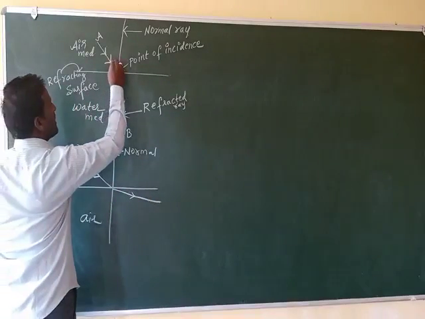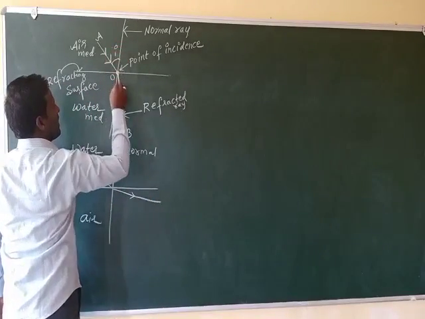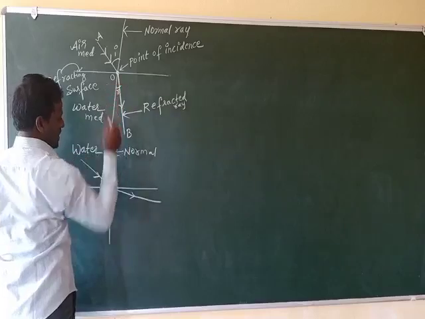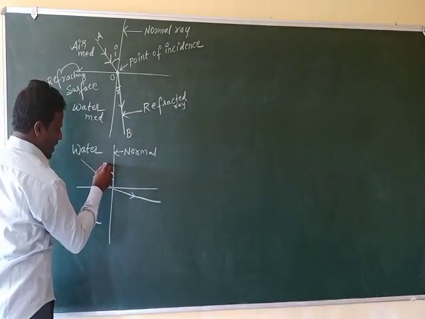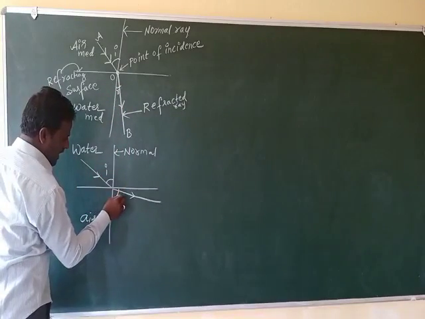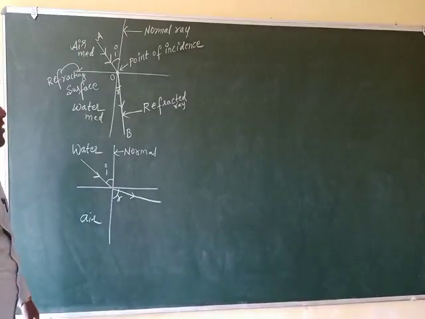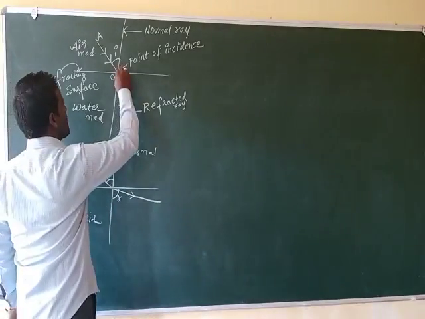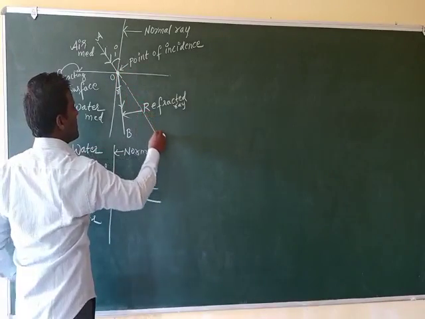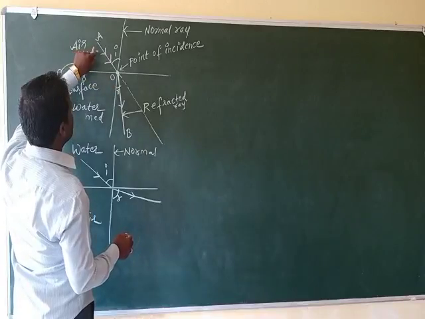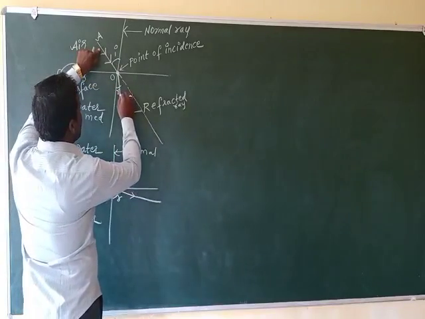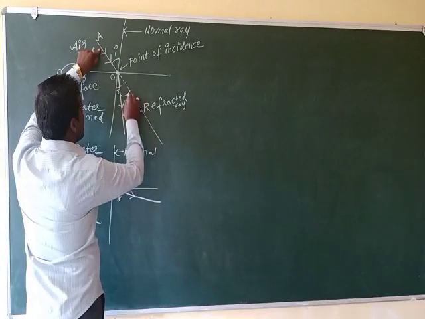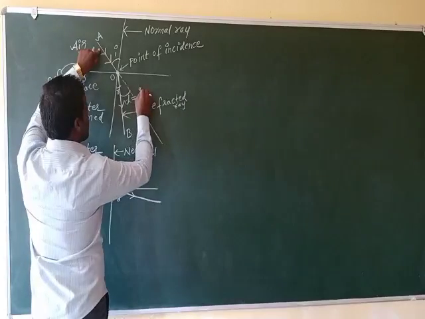So here I is the angle of incidence, R is the angle of refraction. Here also I is the angle of incidence, R is the angle of refraction. So the angle of deviation: this is the straight line direction of the incident ray. So here the angle of deviation is D. So D equals I minus R.